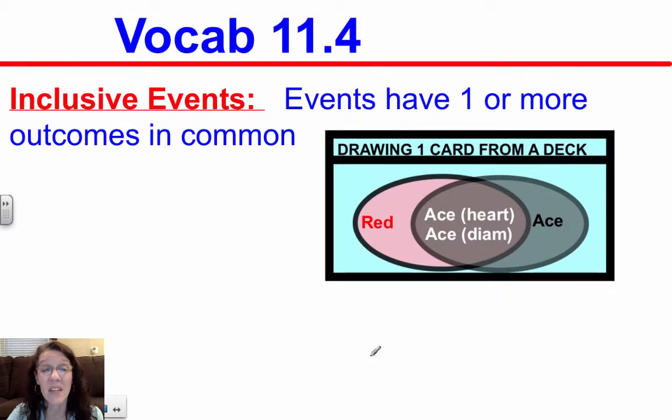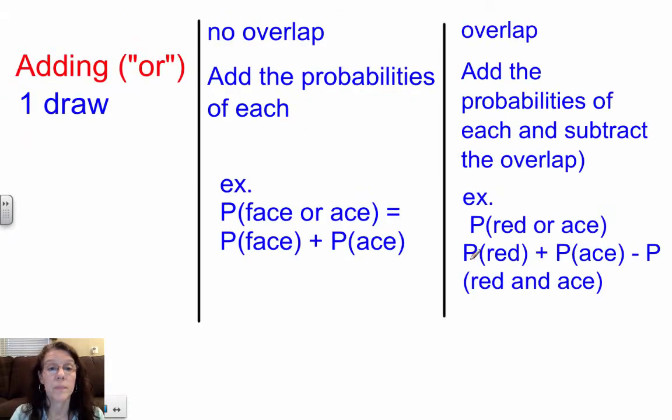We also have inclusive events. That's when we have what I refer to as the overlap. For example, if I want to know the probability of drawing a card that's red, or a card that's an ace, there's some overlap. There are red cards and there are aces. There are also cards that are both. So we're going to see some different examples.